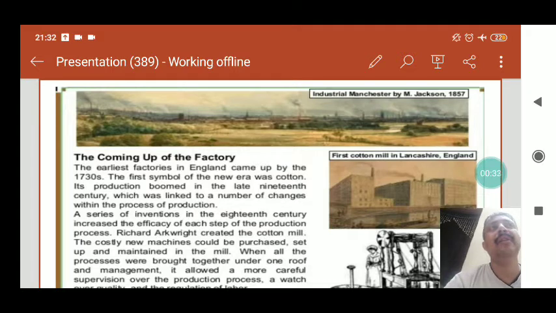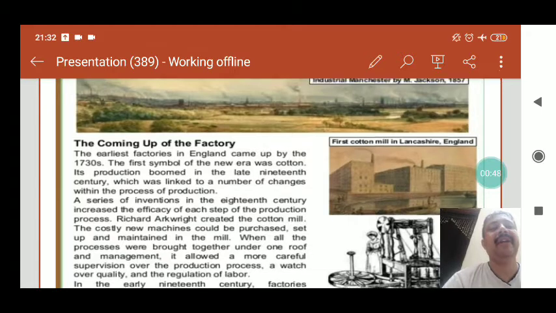Initially, the whole industrialization process was going on in the open area or in the open space. There was no such building, there was no such infrastructure, but activity was going on in the open space or in the village side. Now let us discuss how the situation changed with the coming up of the factory.